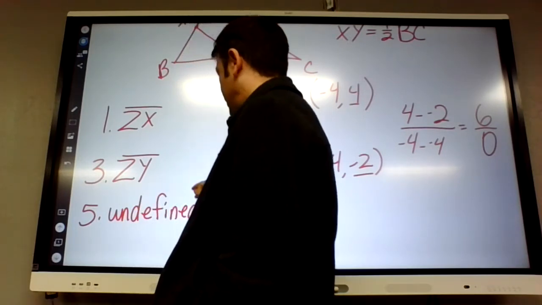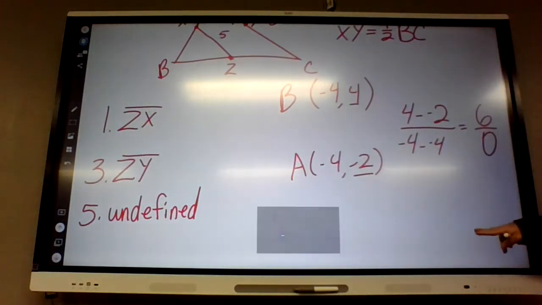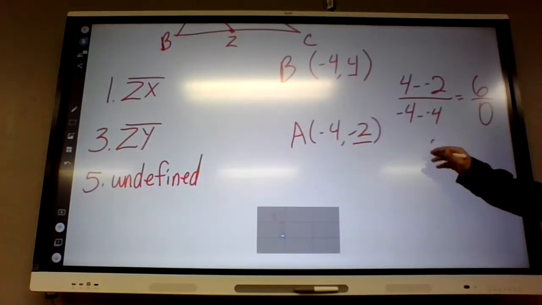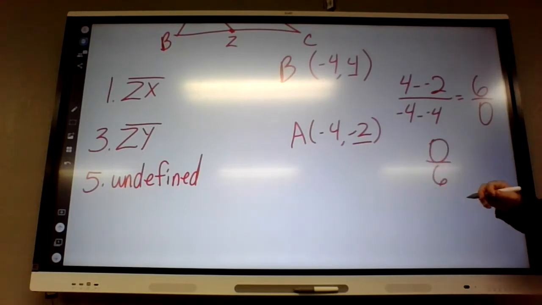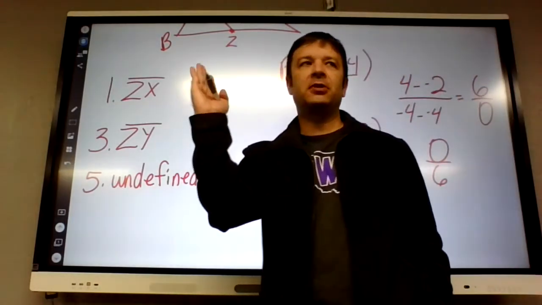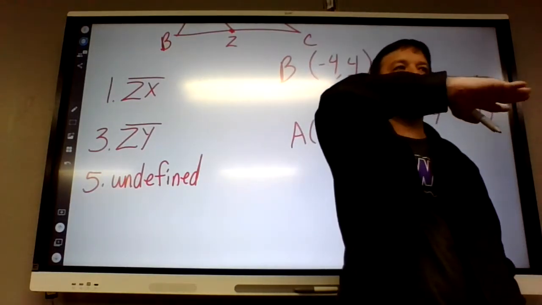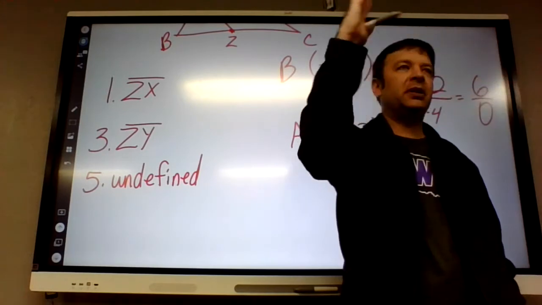If you plugged it in your calculator, what would your calculator say? Error. But what's 0 divided by 6? 0. Do you guys remember what kind of line had a 0 slope? Horizontal. The one that we just did was vertical. The trick to remembering is the horizon is horizontal. And then the other one is vertical.